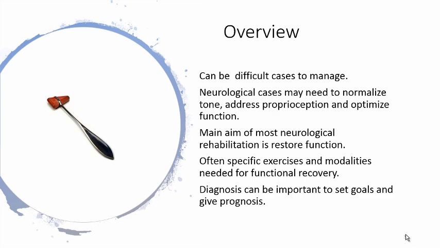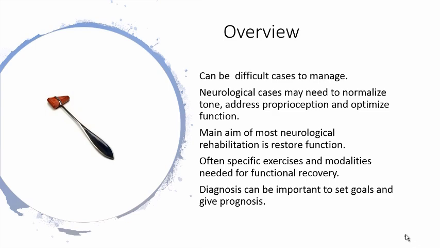So when we are dealing with neurological cases, we need to remember that we are normalizing tone, we're looking at proprioception, and we are trying to optimize function. Rehabilitation is always about optimizing function. Whatever the structures are there, if they are broken, if we have a fractured spine, something like that, then we let the surgeons and neurosurgeons fix that.